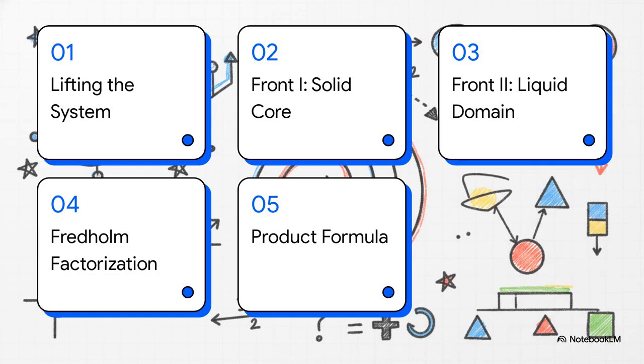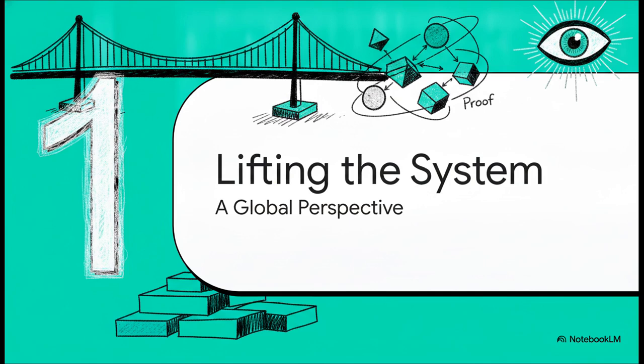To understand this mathematical marvel, we are going to follow a strict roadmap. We'll start with 1, lifting the system, then move to 2, Front I, the solid core, followed by 3, Front 2, the liquid domain, then 4, Fredholm factorization, and finally 5, the product formula constraint. All right, let's jump right in. Section 1, lifting the dynamical system.